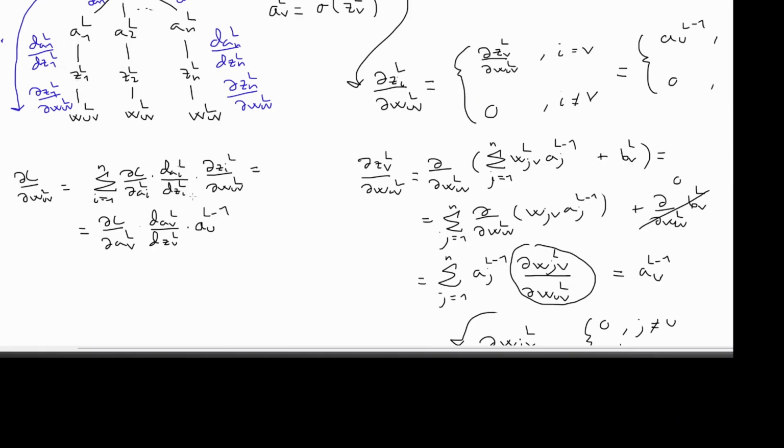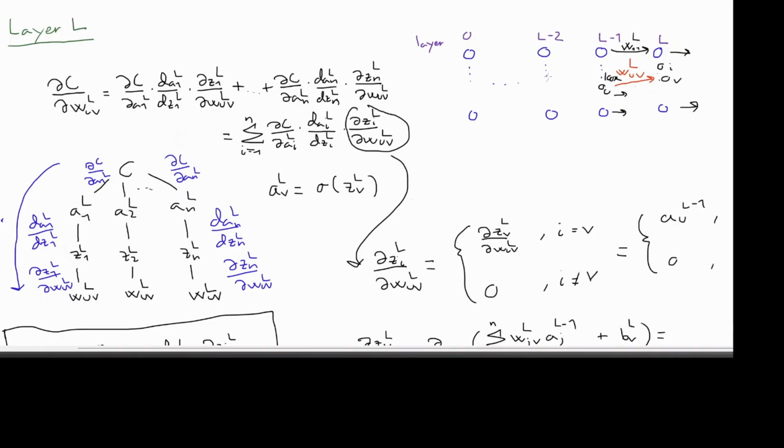So we've now completed the first part of step 1 in our derivation strategy, which is to find a generic expression for the partial derivative of the cost function with respect to some arbitrary weight going to a neuron in our output layer, which is this. Now our next step will be to consider the partial derivative of the cost function with respect to some weight going to layer L minus 1.